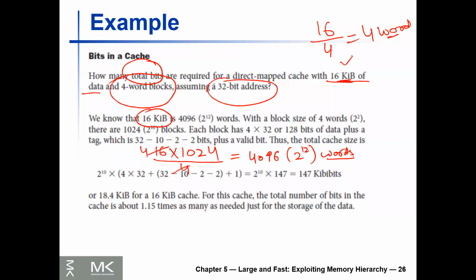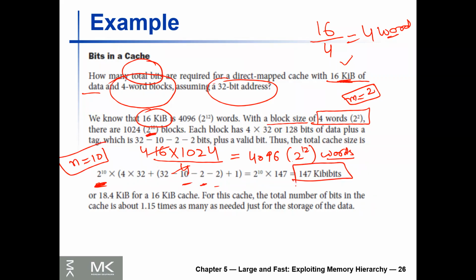Now, with a block size of 4 words, that is, in each block we have 4 words, it means M is 2. First of all, try to understand. And we have 1024 blocks, so n is equal to 10. Just put these in the formula, and then you will get the total bits that will be there in the cache. This is one type of question.